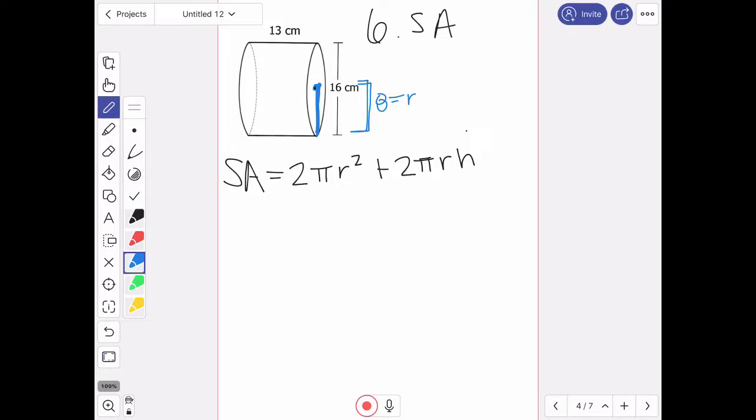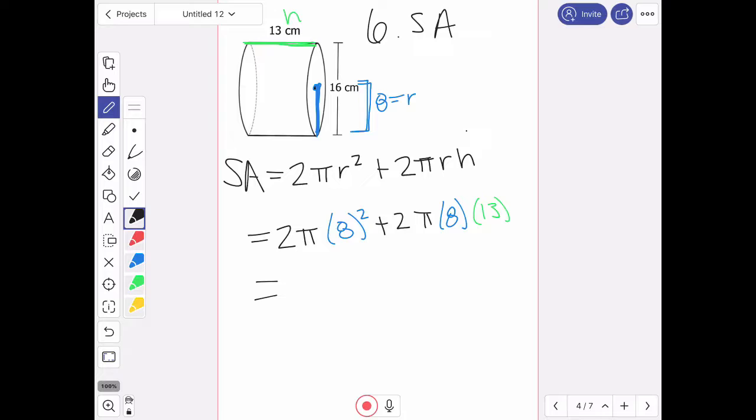And then my height is going to be the height of the cylinder. That would be from one base to the other. So that height is going to be 13. So my surface area is going to be 2 times pi times 8 squared plus 2 times pi times 8 again times my height of 13. And plugging that all in, I get a total of 1,055.58 centimeters squared.